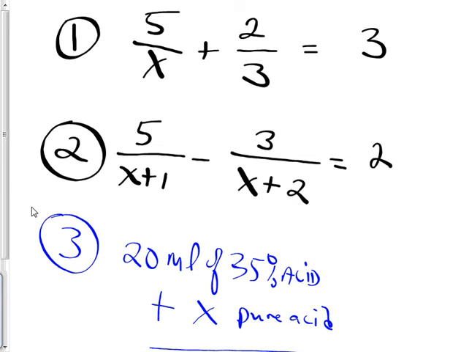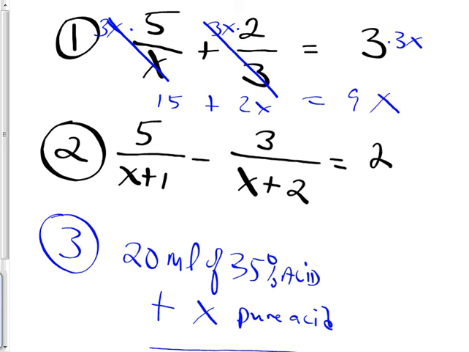Number one on this little practice quiz was, how do I fix this so that I can get the fractions out of here? You multiply by x and 3. I'm going to call that 3x. And 3x here and 3x here. Final answer, once I multiply all the way across there, these guys cancel. 15 plus those guys cancel. 2x equals 9x. You with me so far?